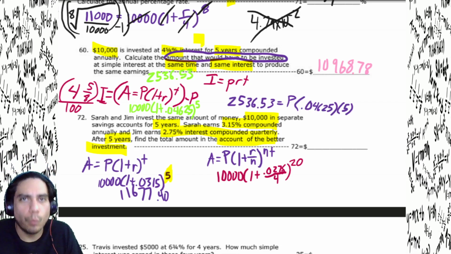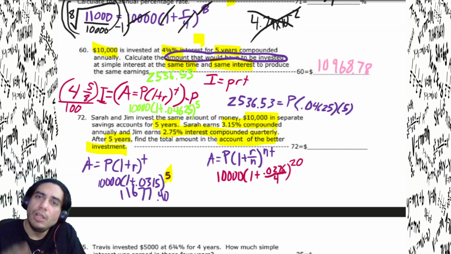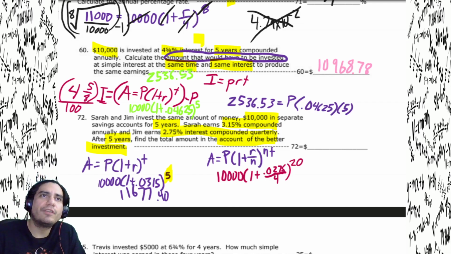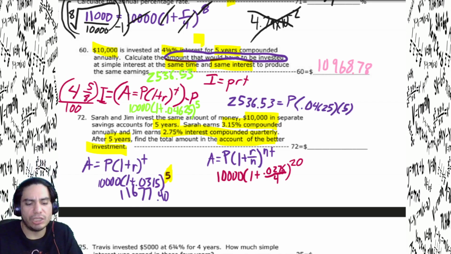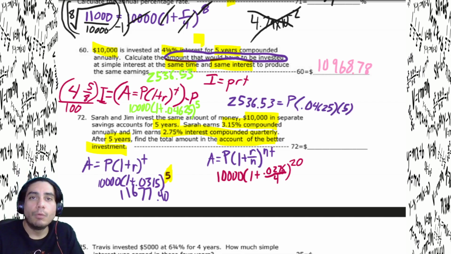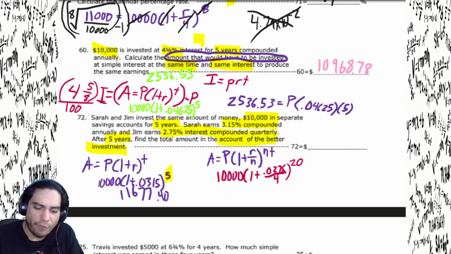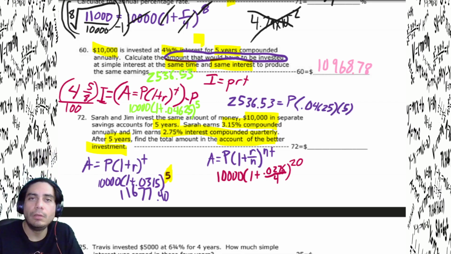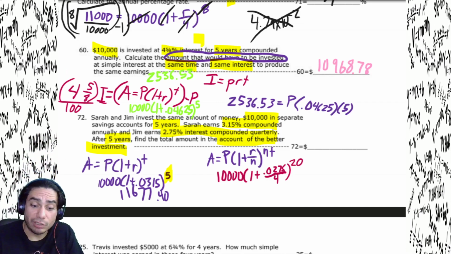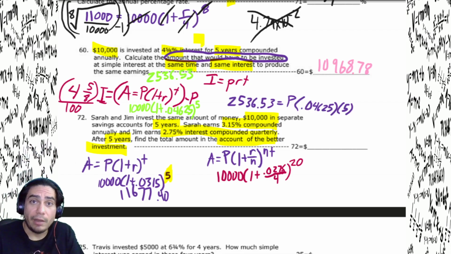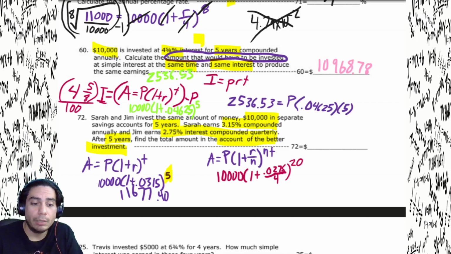$1,677 in interest was made. Good job. Let's take a look at the other one. I'm going to use red for this one because I wrote in red. Okay, so we got 10,000. We're going to hit 1, enter, 0.0275, enter, 4, divide, plus. And now we're raising that to the 20th power. And now we're going to hit multiply here.